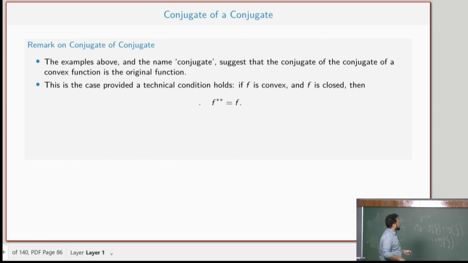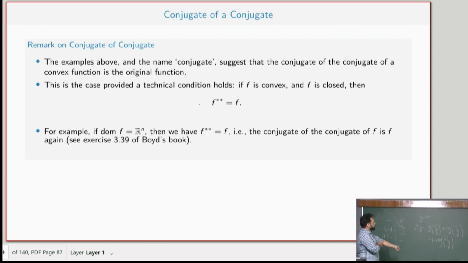So if f is convex, okay, that's why we studied convex. If f is a convex function and f is closed, okay, we just defined f is closed if the epigraph of f is a closed set. So if you know both f is closed and you also know how to verify f is closed by looking at the epigraph, then there is a nice result that f double star is f. That's very interesting. In fact, this is exactly what will be used to derive GAN. Okay, so the conjugate of the conjugate of f is f again.